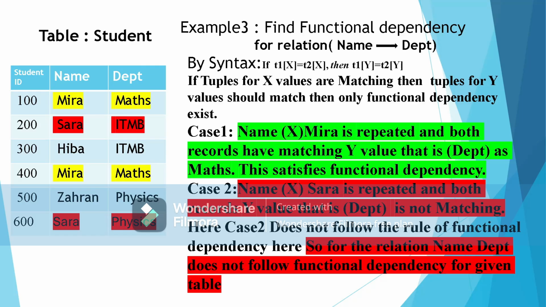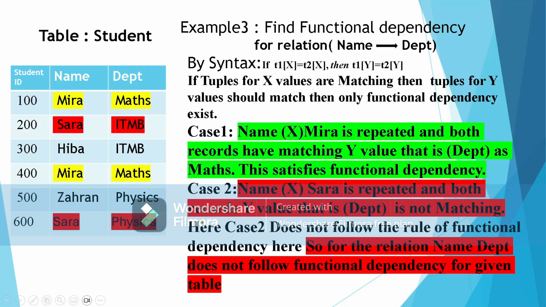Now consider next example. Here we can see the relation name gives department. For that, case 1 is that name, that is Mira, is matching for student ID 100 and 400. Okay. Now we'll check Y values for this name. Y values are also matching, both are matching. Okay. Means for X value Mira, the functional dependency exists.